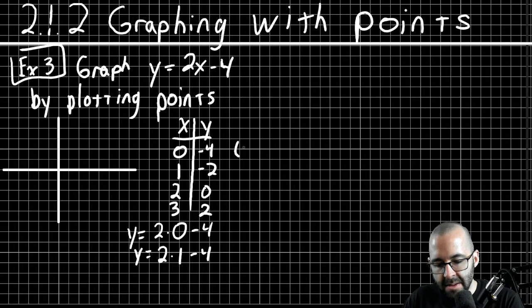All right, this first one, that's the point 0, comma negative 4. We don't often write it this way, but that is what it is. So 0 right, and then 4 down. Next point is 1 comma negative 2, which is 1 right and 2 down. Next is 2 comma 0, that's 2 to the right and nothing down. And then 3 comma 2 is 3 right and 2 up.